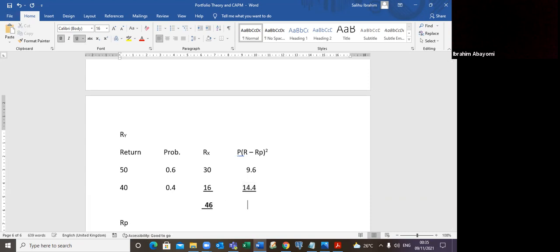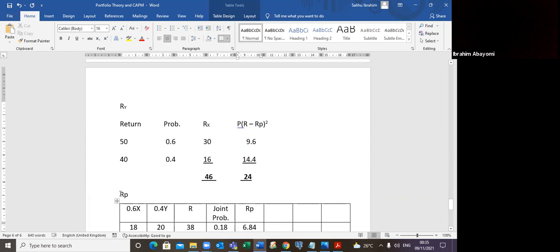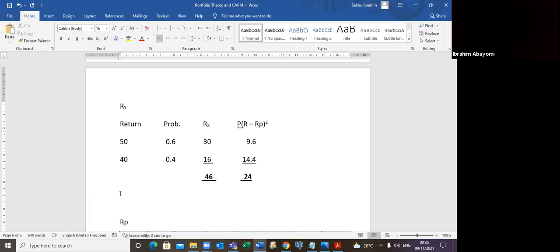$24. So what's going to be my risk? Risk of this portfolio, the standard deviation of Y, will be equal to 4.90.